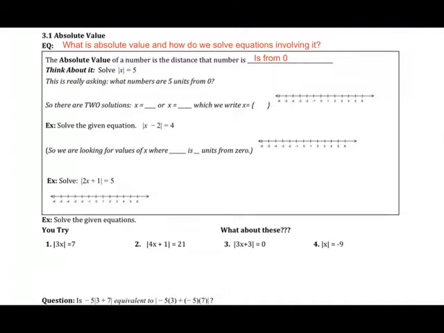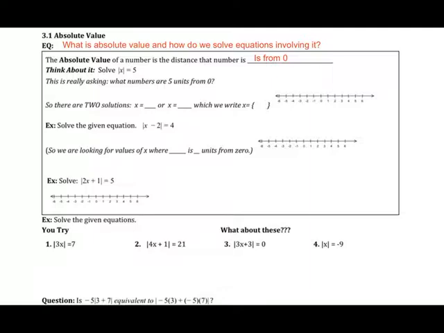Unit 3 is all about functions, and we're going to talk about a lot of different kinds of functions. We're going to talk about domain and range, but the very first thing that we're going to do is really tie the idea of absolute value, which is a type of function. We're going to tie it to solving equations like in Unit 1.